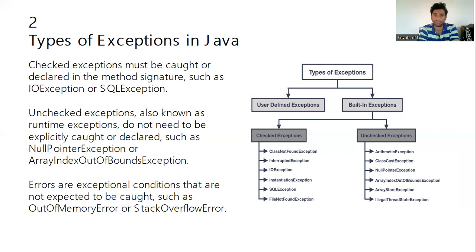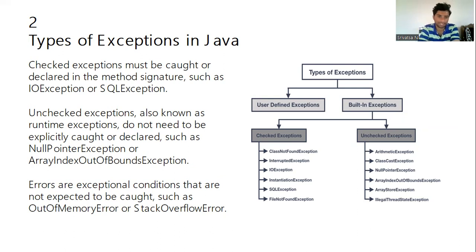In checked exceptions, you have class not found exception, interrupted exception, IO exception, instantiation exception, SQL exception, and file not found exception. In unchecked exceptions, you have arithmetic exception, class cast exception, null pointer exception, array index out of bound exception, array store exception, and illegal thread state exception. The unchecked exceptions, also known as runtime exceptions, do not need to be explicitly caught or declared, such as null pointer exception or array index out of bound exception.